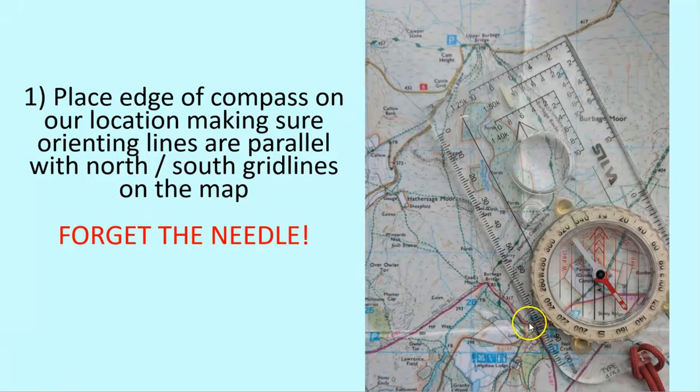So I put the edge of the compass on the map with the edge of it where I know that I am, and then I pivot the compass around that point until the lines inside the dial, the orienting lines, are parallel with my north-south grid lines on the map. So you can see there's one there that's parallel. So these are your north-south grid lines.